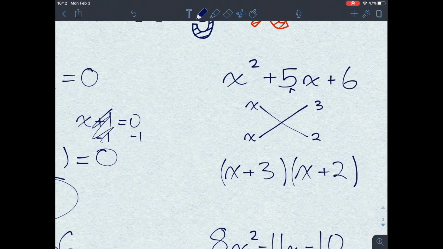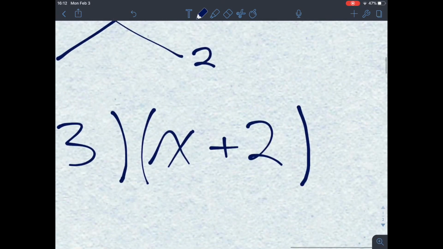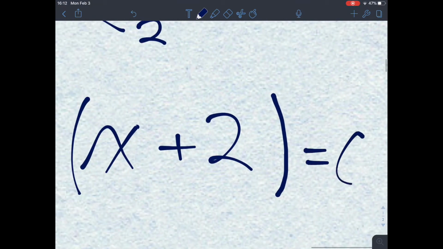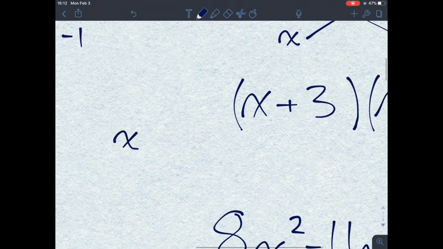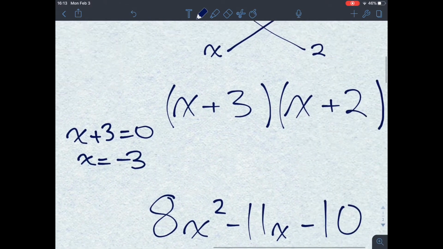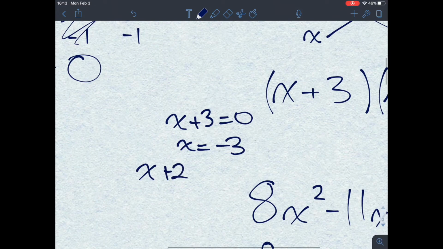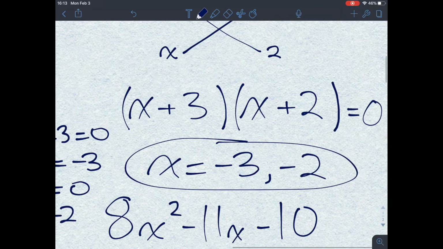Here, x squared plus 5x plus 6 equals 0. We would get x plus 3 times x plus 2 equals 0. And to get what x is equal to, we would isolate this. x plus 3 equals 0. So x would be equal to negative 3 because we subtract 3 from both sides. And here, x plus 2 equals 0. So x would be equal to negative 2. So we could write that out as x equals negative 3, comma, negative 2. So that comma would act like an OR. So x is equal to one of those two things.